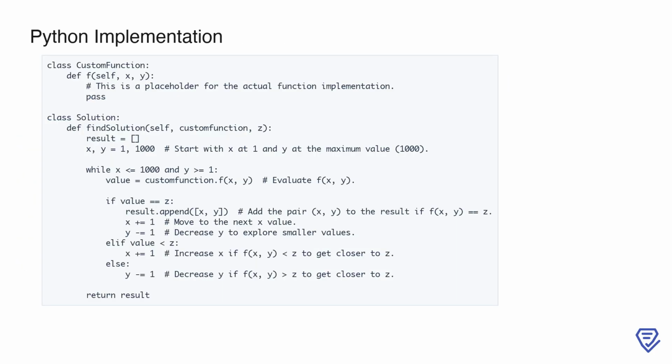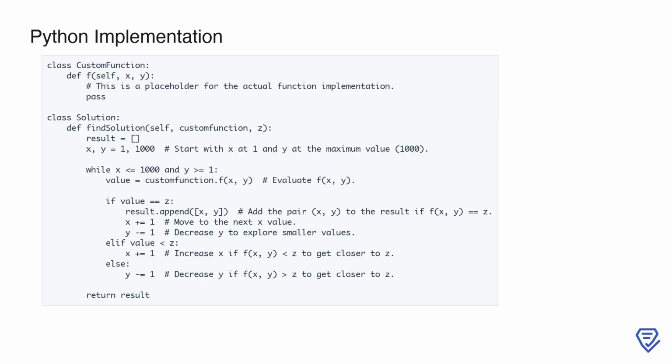This solution uses a two-pointer approach to efficiently find all pairs (x, y) such that the given function f(x, y) equals the target value z. The function f(x, y) is provided via the custom function object, and we assume it is monotonically increasing in both x and y. The algorithm starts with x initialized to 1, the smallest positive integer, and y initialized to 1000, the upper bound for positive integers per the problem constraints.